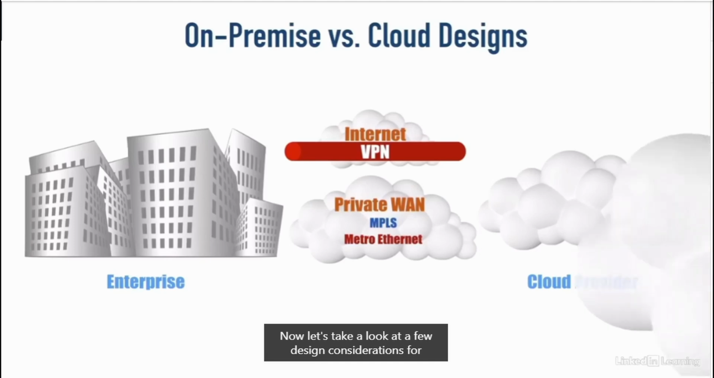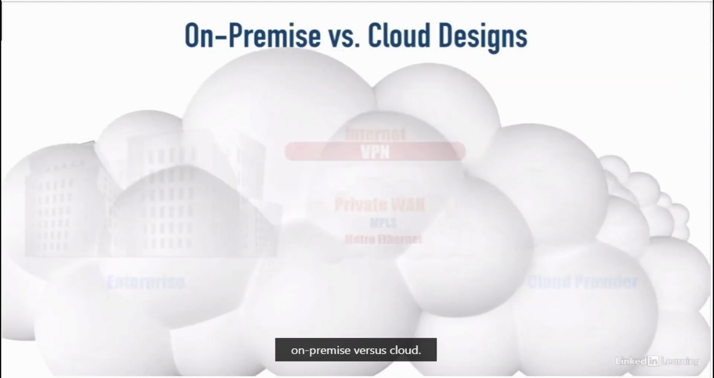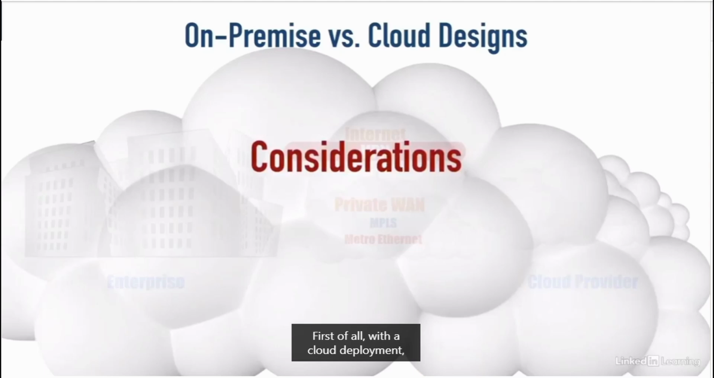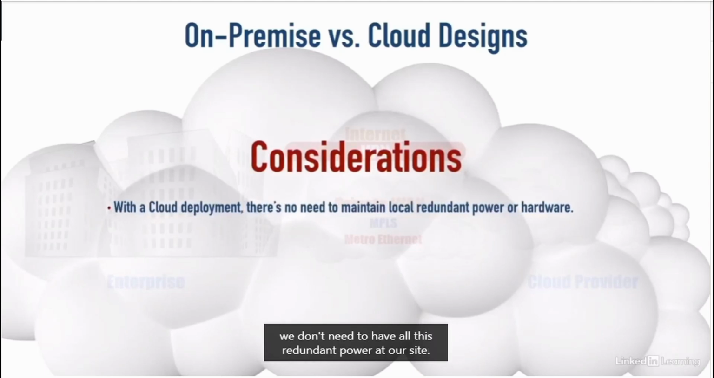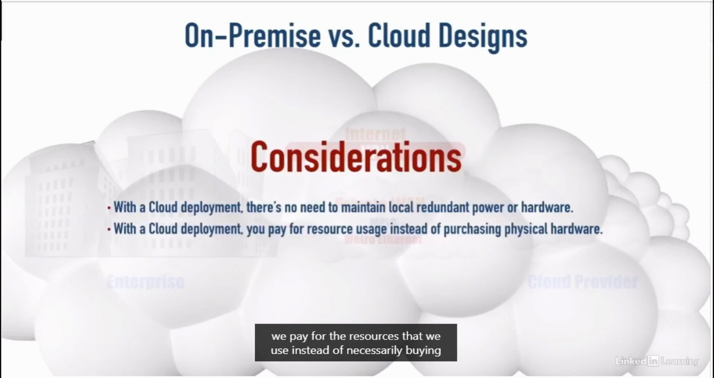Now let's take a look at a few design considerations for on-premise versus cloud. First of all, with a cloud deployment, we don't need to have all this redundant power at our site. We don't have to have all the UPSs or generator backup. We don't have to purchase the hardware, in other words. We don't have to go out and buy these massive servers and racks. We don't have to use floor space in our building. And also with a cloud deployment, we pay for the resources that we use. Instead of necessarily buying a server that we might do for an on-premise design, we can just pay for the usage of a virtual server up in the cloud.